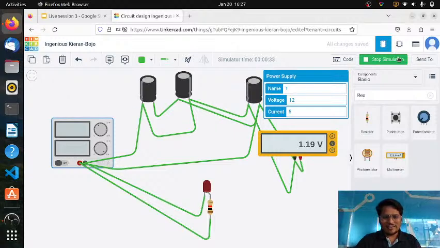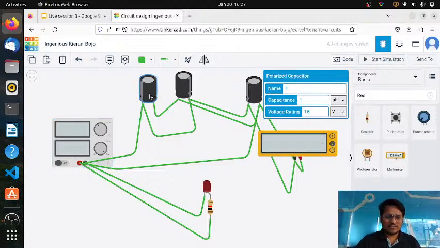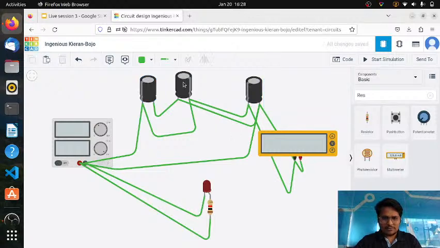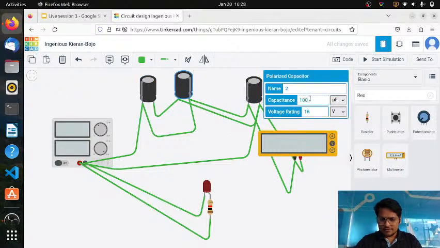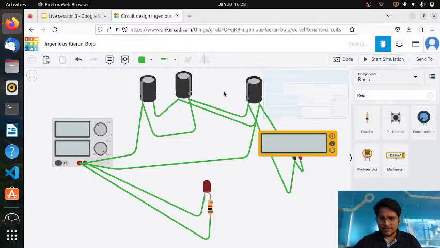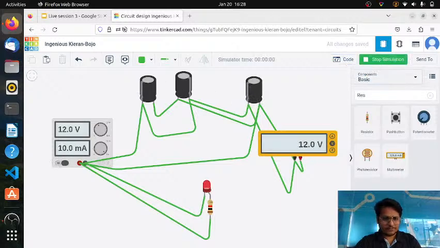But if I increase the capacitance of each capacitor, this time it is 1 microfarad. Let me give 10 or 100. Let's see with 100 what happens. I will just do 100. Yes, 100 microfarad. So I have changed all of the capacitance. 100. Let me do start simulation.